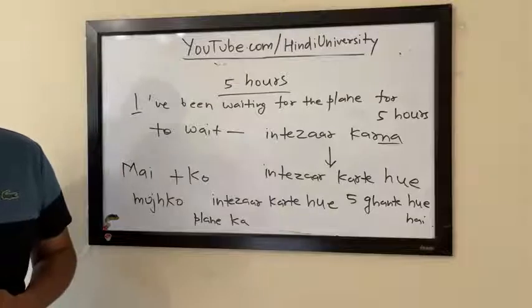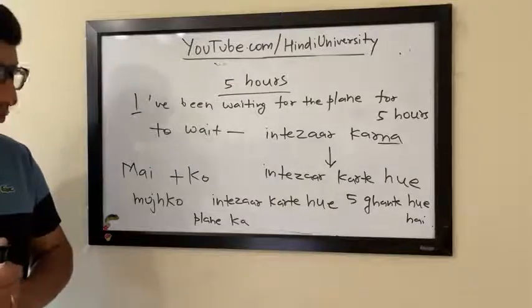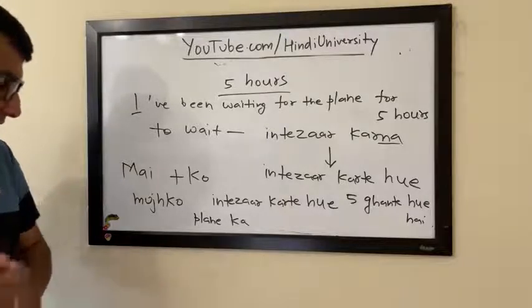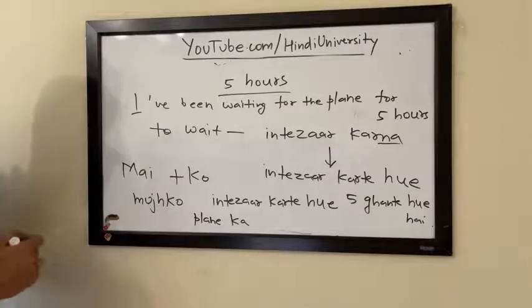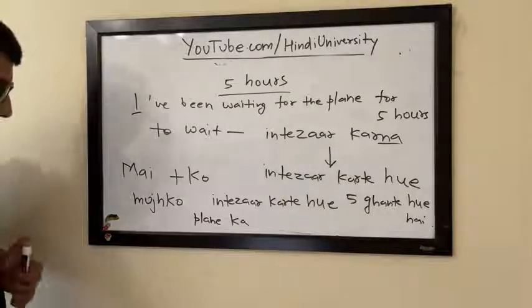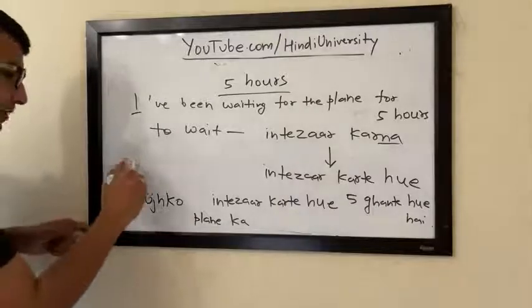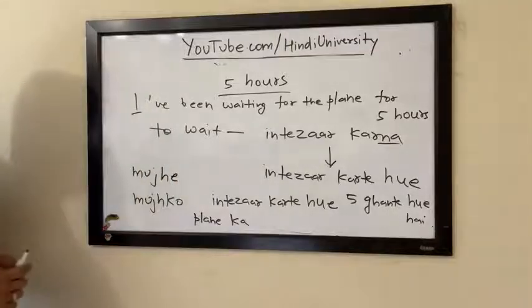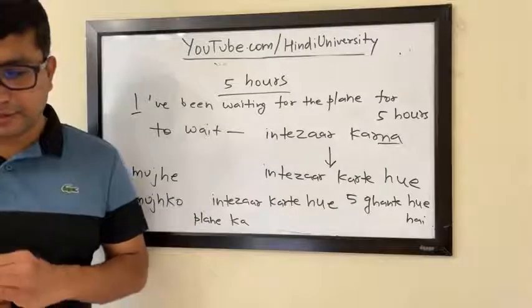Okay, any questions on this one? हमारा एक सवाल है. हाँ, पूछो. Instead of मुझको, you can always say मुझे, right? The question is, can I say मुझे instead of मुझको? Yes. मैं plus को is मुझे और मुझको. Both of them are same. मुझे प्लेन का इंतजार करते हुए 5 घंटे हुए हैं. Yes, that's correct.